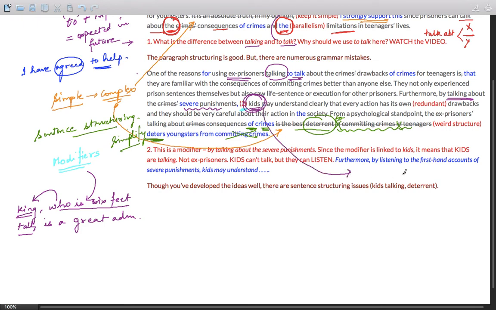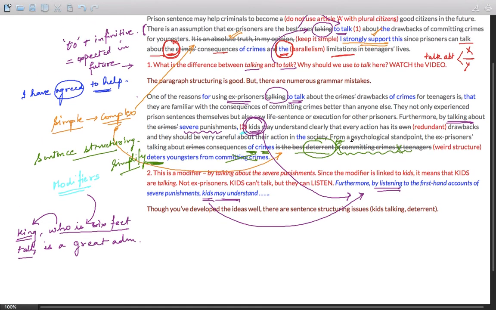I've changed the structure. Furthermore, by listening to the first-hand accounts of severe punishments, kids. So kids are doing the work of listening. That's correct. That's logically correct. They're not talking, they're listening. And the kids, through this process of listening, they may understand, and the sentence continues. Okay. So this was another sentence structure mistake.